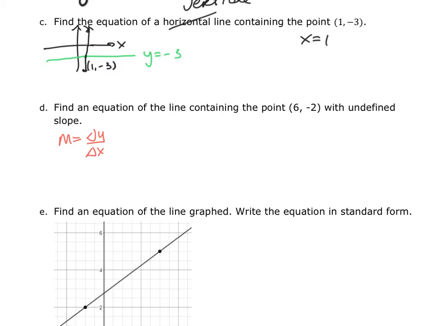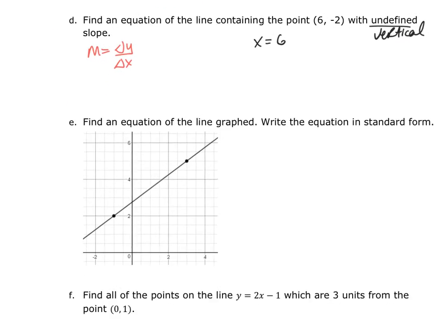Because of the way we define the change in y over the change in x, we have an undefined slope when we have a vertical line, because the x is not changing. If the x is not changing, delta x is 0, and dividing by 0 is undefined. So saying I want a vertical line is the same as saying I want an undefined slope line. These should be the same thing. So x is just equal to 6 on that. Any questions on that one?